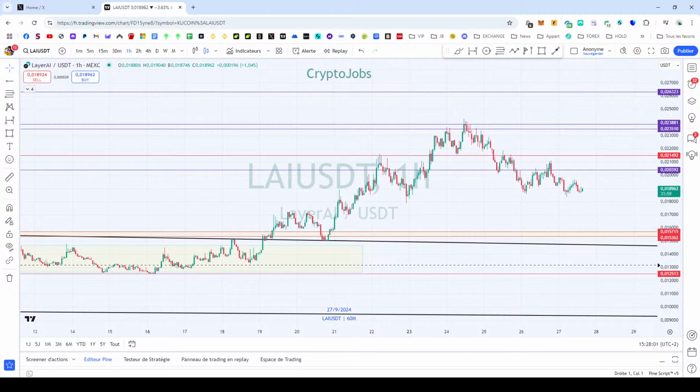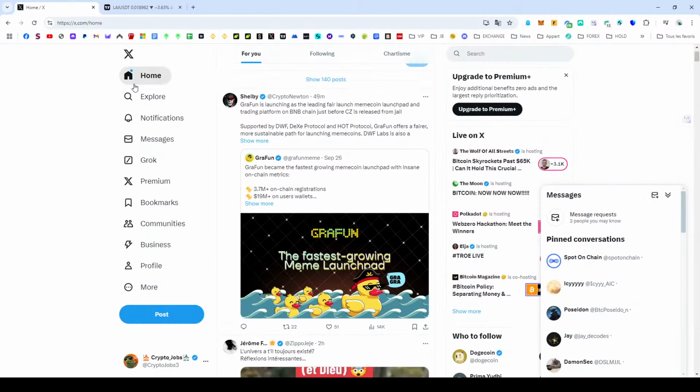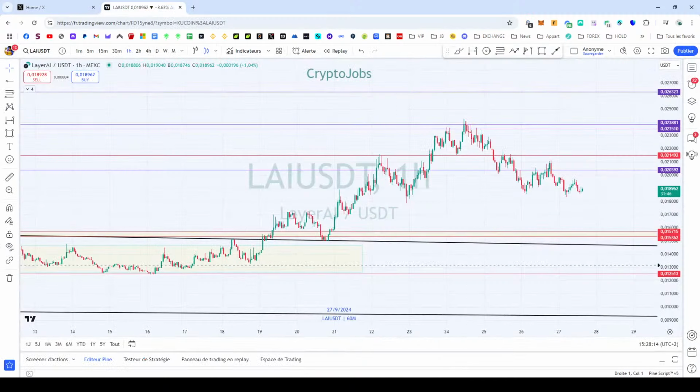Okay, so that was a little parenthesis for a little break on LAI. This is a low cap gem I shared, if you don't know about it. I shared everything on my Twitter page if you want to know more.